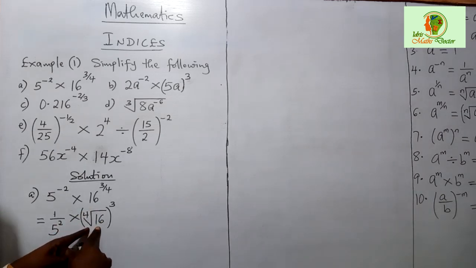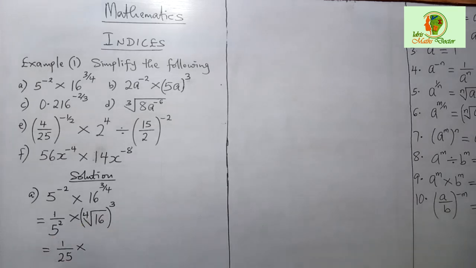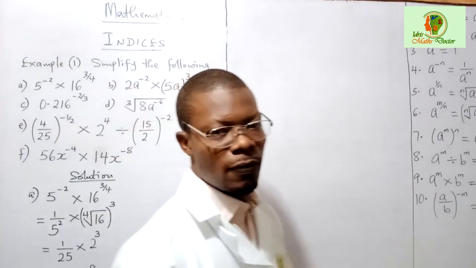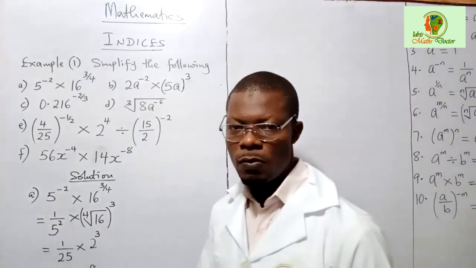Inside the bracket means we should look for a number that we multiply by itself 4 times and the answer will give us 16. And that number is 2. If you check, 2 times 2 times 2 times 2 gives us 16. So we have 2 raised to power 3. And this gives us 1 over 25 times 2 raised to power 3, which is 8 all over 1. When you multiply this, 1 times 8 gives 8, over 25 times 1, which is 25. So that is the answer to question number 1. It's very simple as ABC. So that is the solution to 1A.